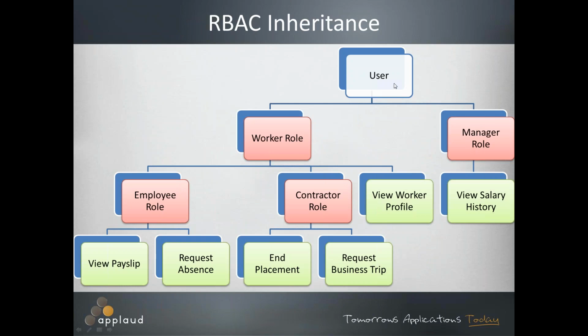So again, I've got the user at the top. I've got the manager role here, unchanged. Here, I've introduced a new role called the worker role. And underneath this, we've got two sub-roles. We've got an employee role and a contractor role. Okay, so the red squares here are roles, and then the greens are the menu functions, if you like. So the employee role can be basic, request absence. The contractor role can end their placement. They can also request a business trip.